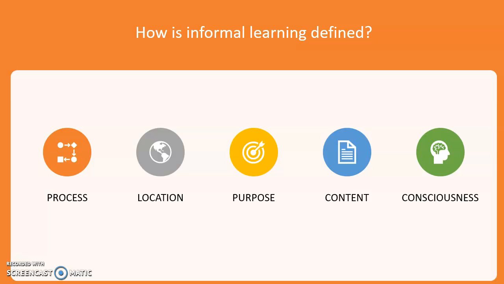How is informal learning defined? According to Reeser and Dempsey, 2017, informal learning is defined by process, which is established by the learner; location, which is everyday locations and even the workplace; purpose; content, which is more so processes and procedures; and consciousness, which is the occurrence of learning.